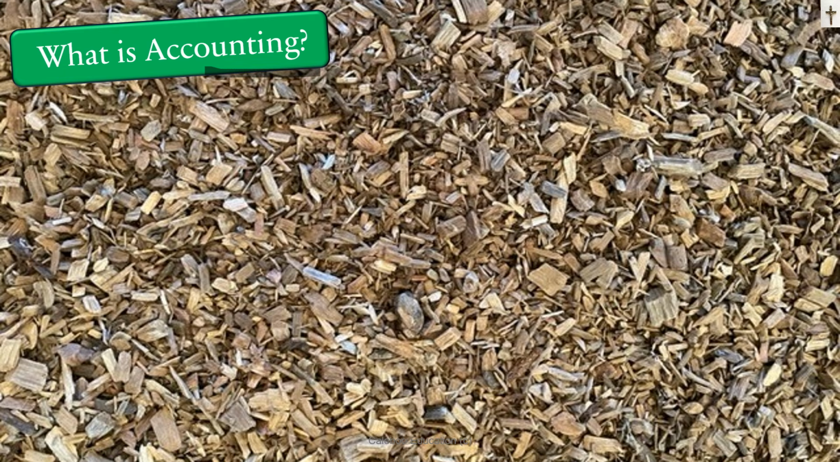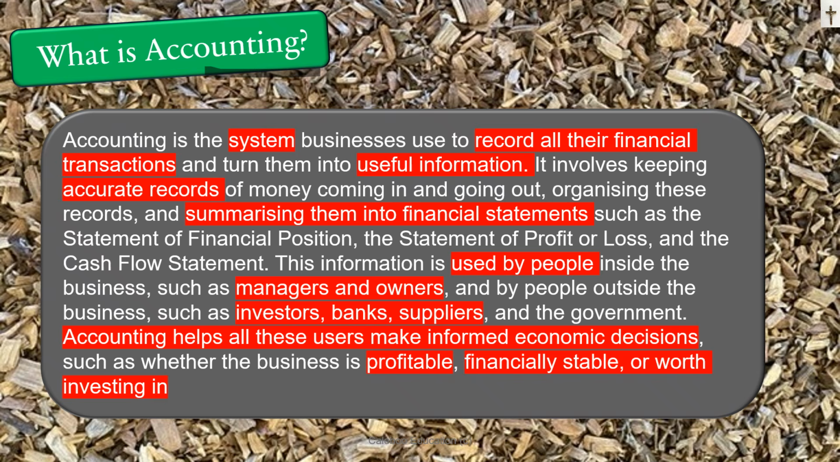Right, what is accounting? Accounting is a system. It's a system of double entry where all transactions are recorded, and we'll discuss what transactions are. Those transactions are reported on and they become useful information. All these transactions are recorded accurately and they are summarized in financial statements.